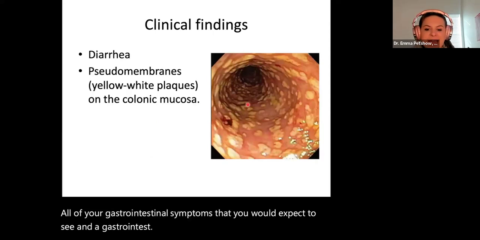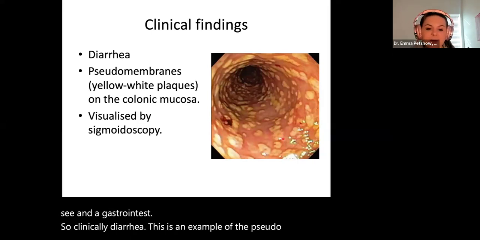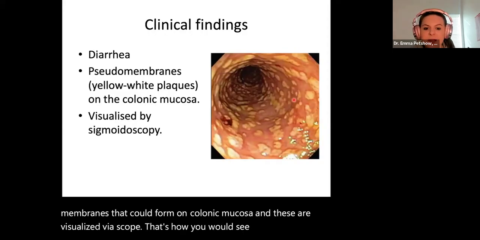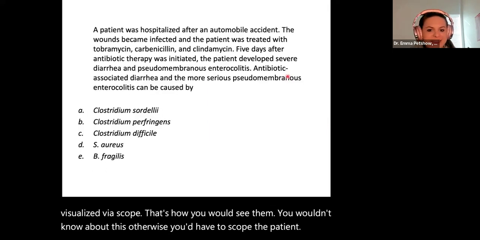So clinically, diarrhea. This is an example of the pseudomembranes that could form on colonic mucosa. And these are visualized via scope. That's how you would see them. You wouldn't know about this otherwise. You'd have to scope the patient. Okay, super fun, C. diff.